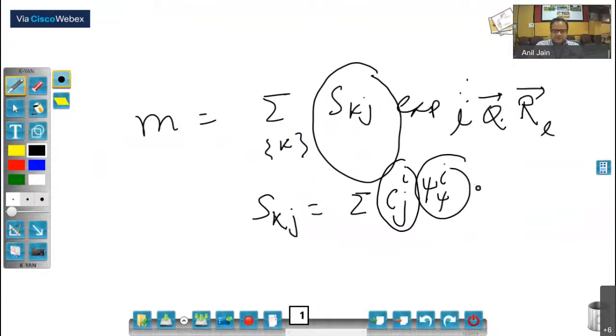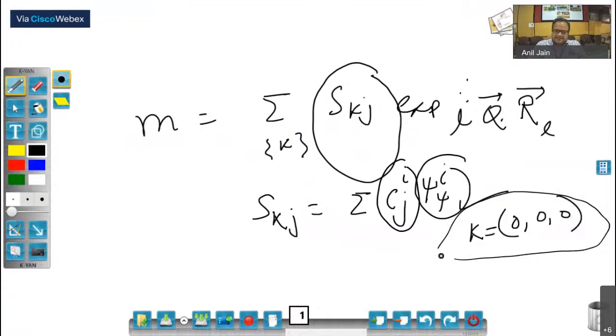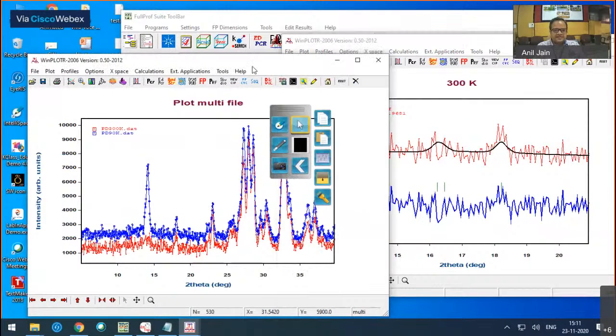So our idea now is to determine this basis vector and then try to see, with this ordering vector 0, 0, 0, what kind of magnetic structure we have, and out of many representations which come from this k equal to 0, 0, 0, which representation satisfies our neutron diffraction data. So then what we do is we know our ordering vector. We close this tab right now.